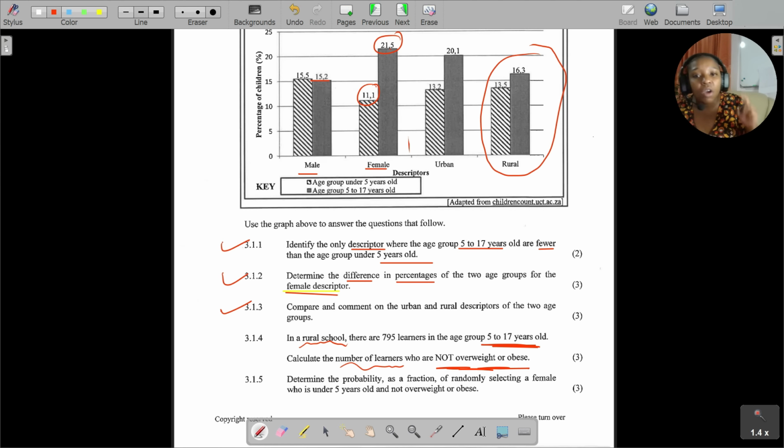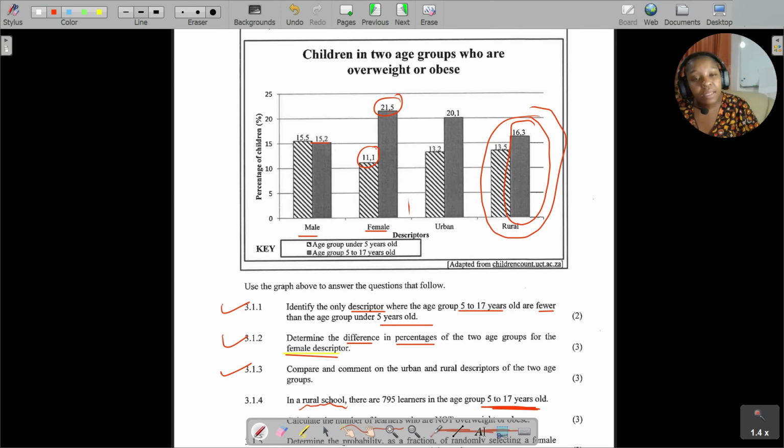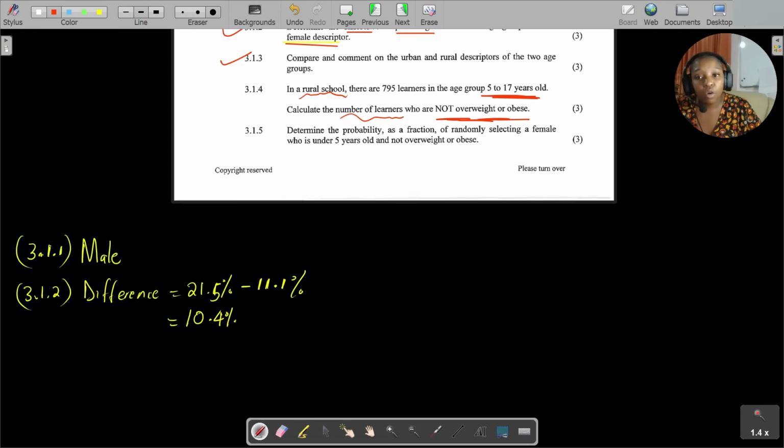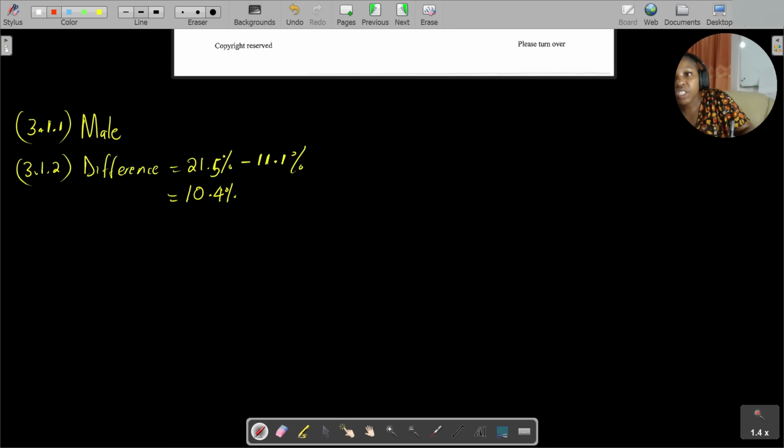But what are we going to be focusing on in particular? We're going to be focusing on the gray region, because the gray region tells us about the students or learners that are 5 to 17 years old. So how can we calculate the number of learners that are not overweight or obese? Remember, 16.3% of the 795 learners are actually obese. So let's start there, because remember, these bar graphs are just indicating the learners that are obese, or the kids that are obese.